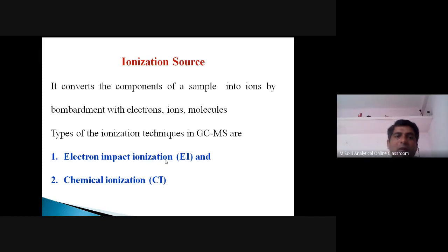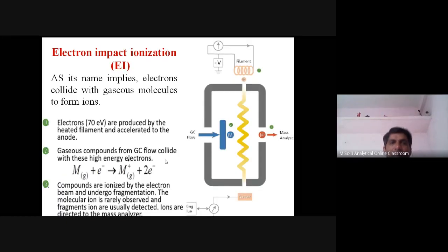There are two types of ionization source generally used in the mass spectrometer. The first one is electron impact ionization, and the second is chemical ionization. Generally these two ionization sources are used in the GC-MS. Now let's see the electron impact ionization source.